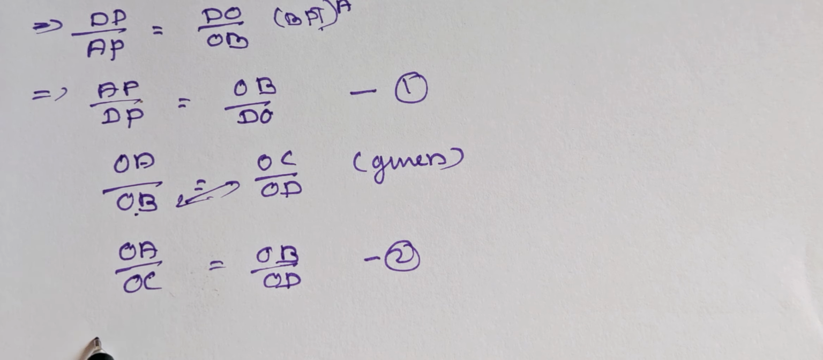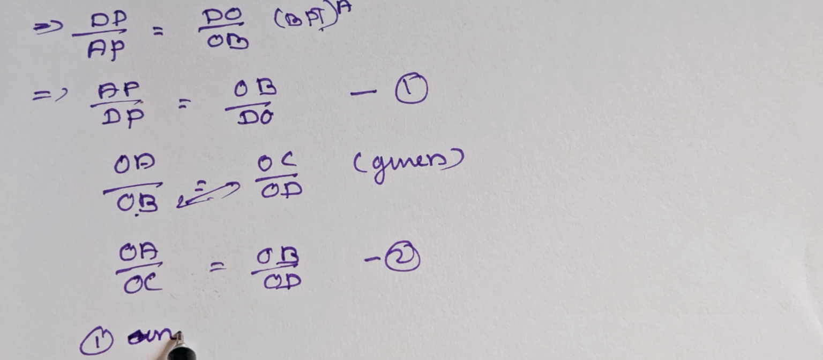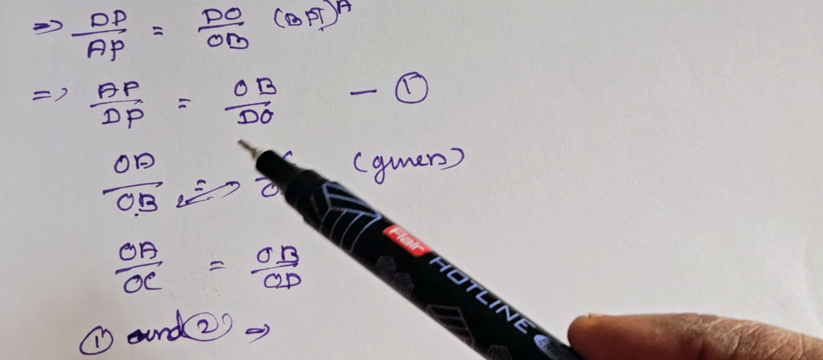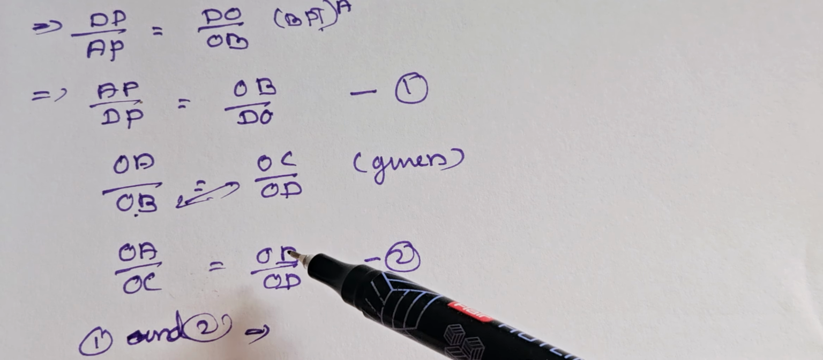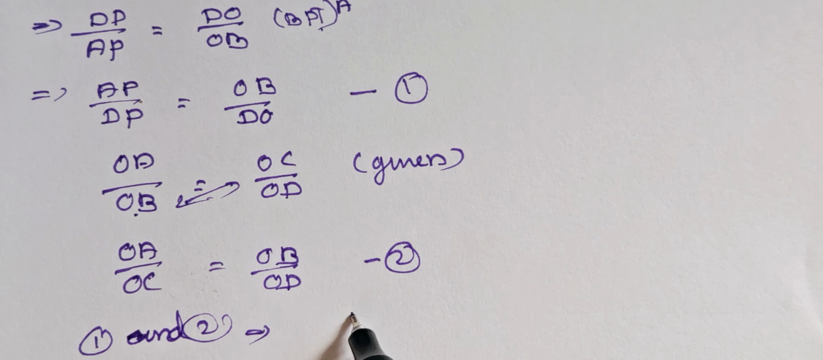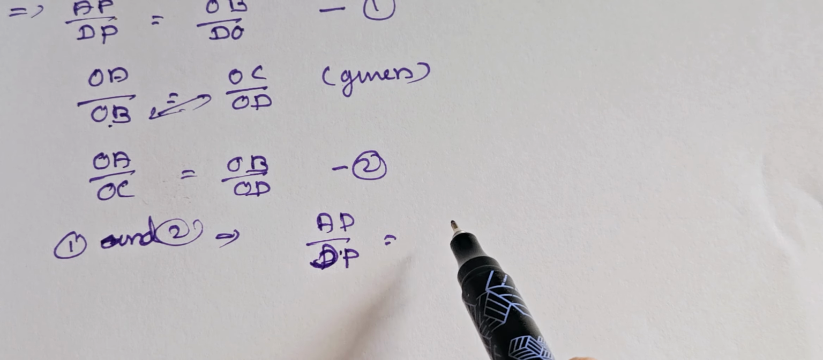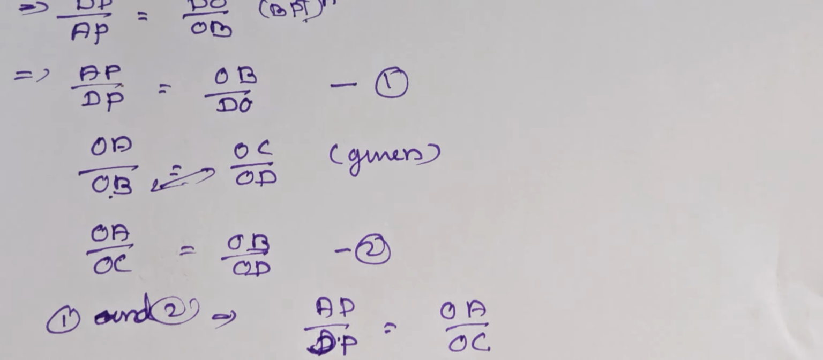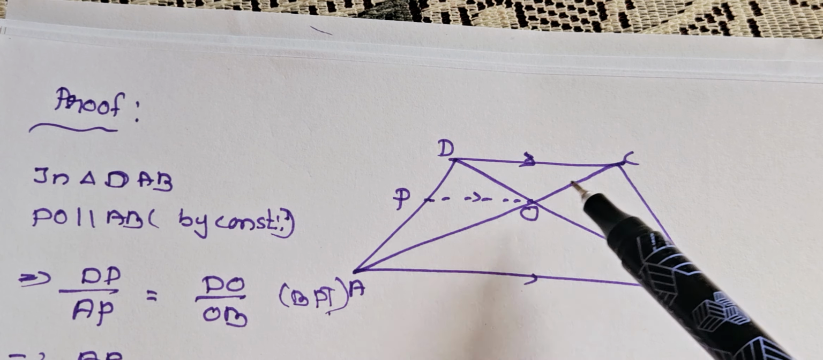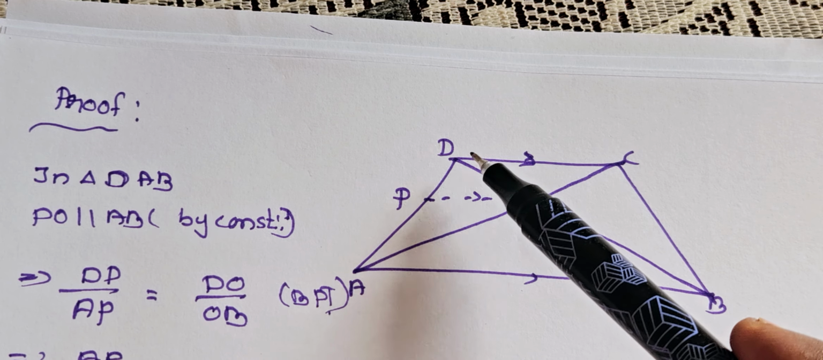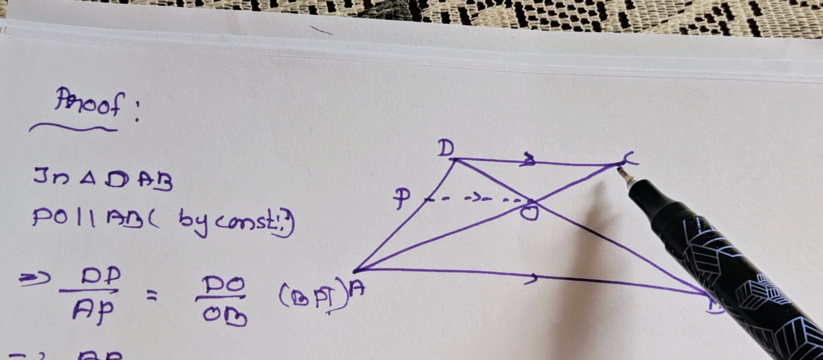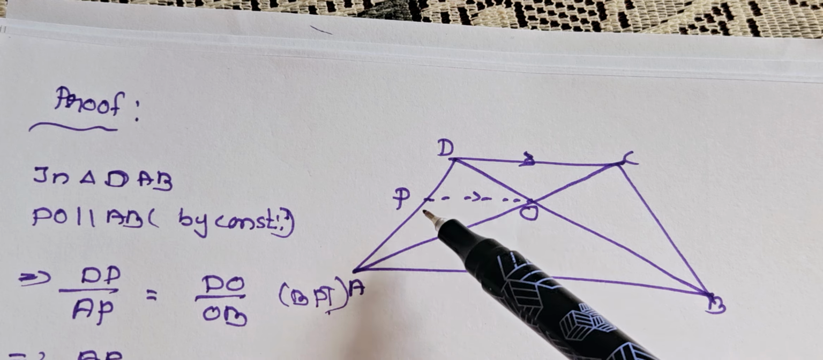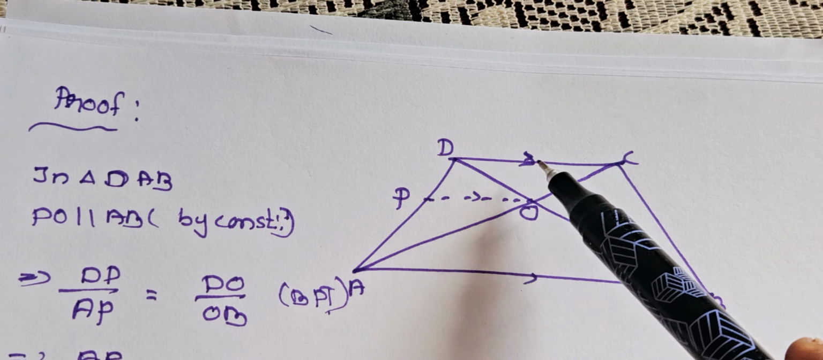Now from 1 and 2, OA by OC and OB by OD are the same, isn't it? RHS are same, therefore LHS are equal, that is AP by DP equals OA by OC. Now in triangle DAC, we proved that AP by DP equal to OA by OC. Therefore, by converse of basic proportionality theorem, we get PO parallel to DC.